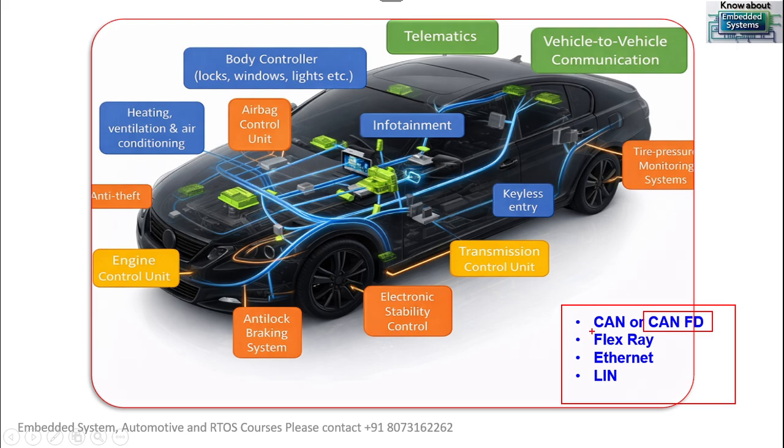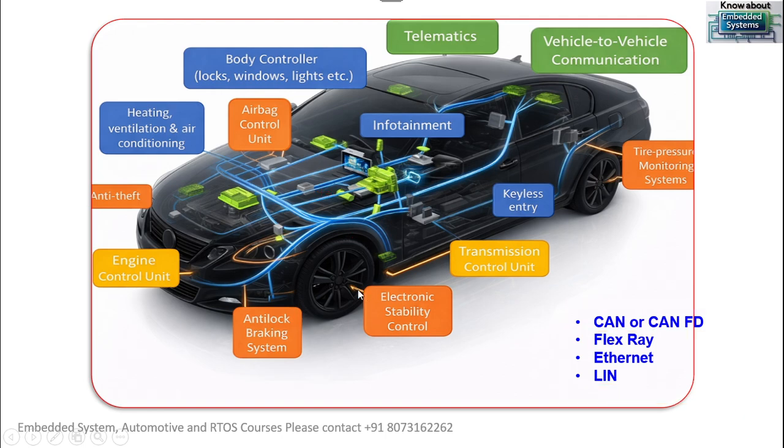The second and third important protocols are FlexRay and Ethernet. So these protocols, CAN, CAN-FD, FlexRay or Ethernet, are widely used in the automotive industry to communicate from one ECU to another ECU. LIN is also used, but LIN has its own drawbacks. That's why LIN is not used as a full-time protocol, and is used only as a supporting protocol.